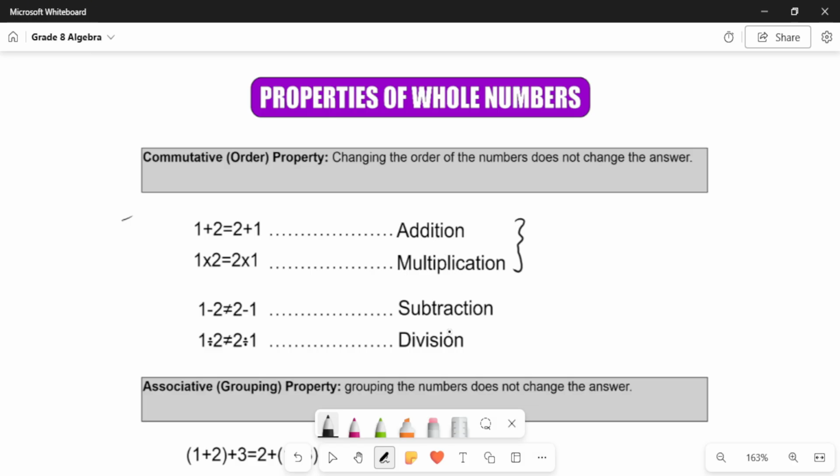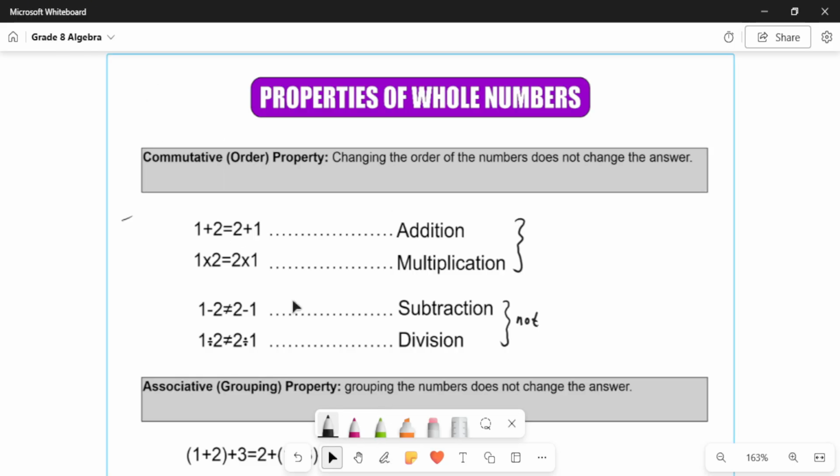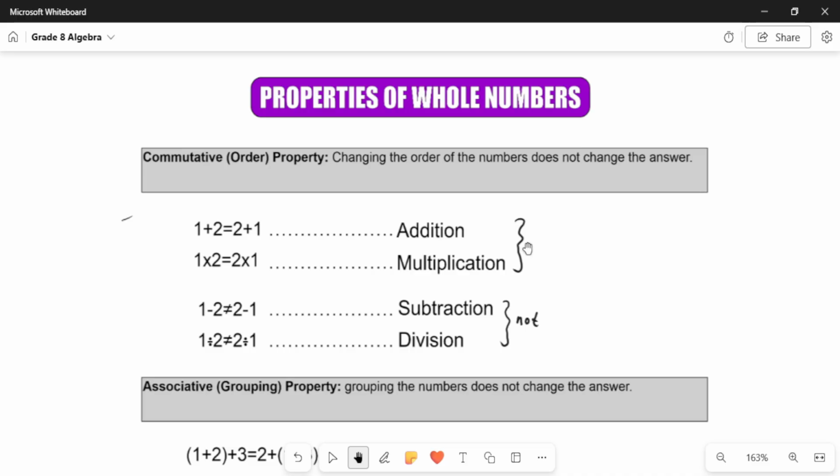However, when we use subtraction and division, 1 minus 2 is not the same as 2 minus 1, and 1 divided by 2 is not the same as 2 divided by 1. And so therefore we say that division and subtraction are not commutative, right? So whenever you think about the commutative property, you need to think about the order.